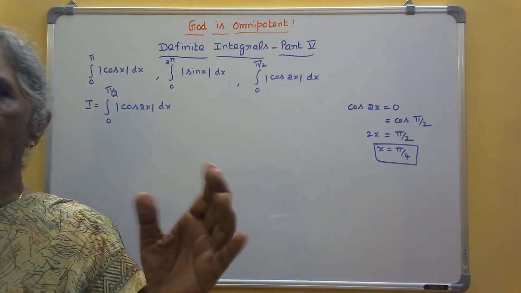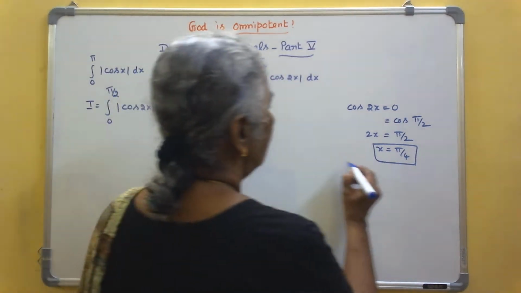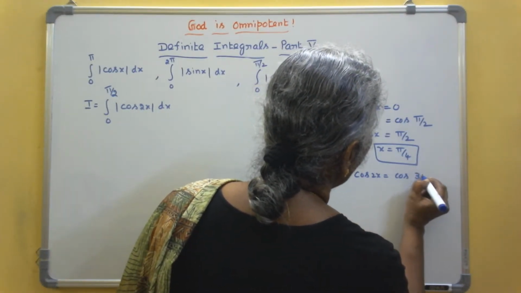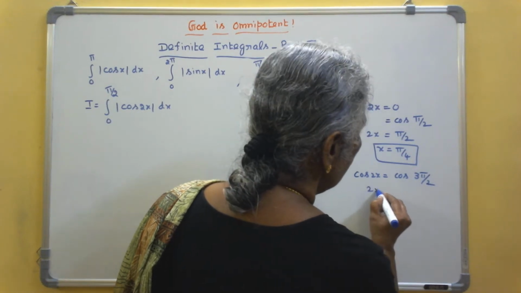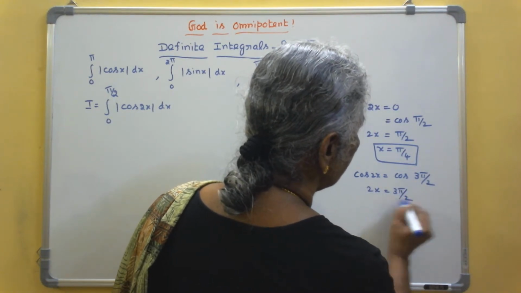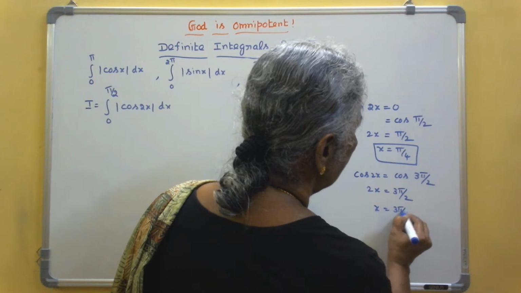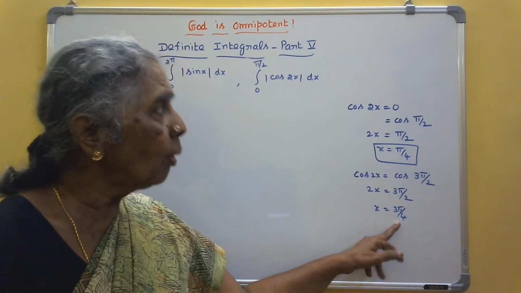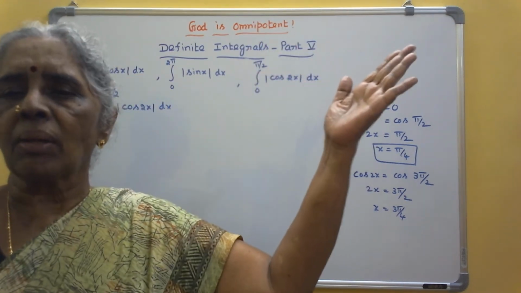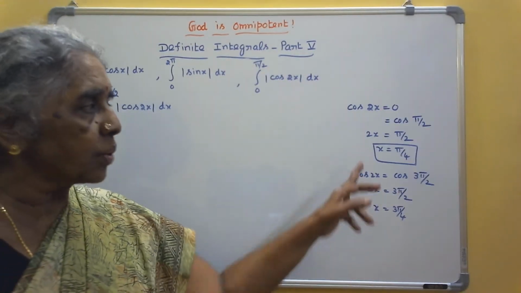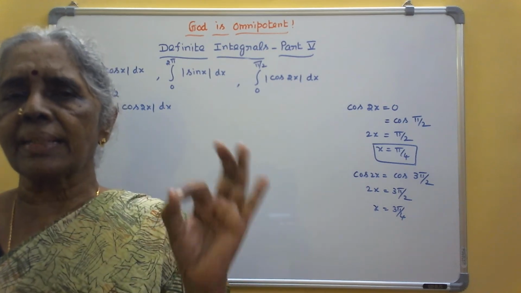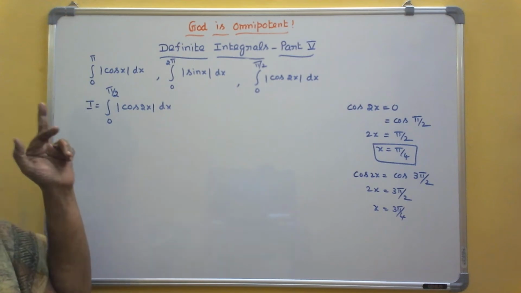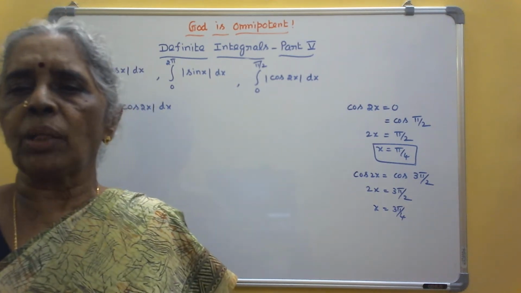Now let me try cos 3 pi by 2. Now cos 2x is equal to cos 3 pi by 2. So 2x will be equal to 3 pi by 2. So x will be equal to 3 pi by 4. Now this will go beyond that pi by 2 limit. So we will ignore this. So let us stop with this one value. x is equal to pi by 4. So now this interval 0 to pi by 2, in between we have a value pi by 4.